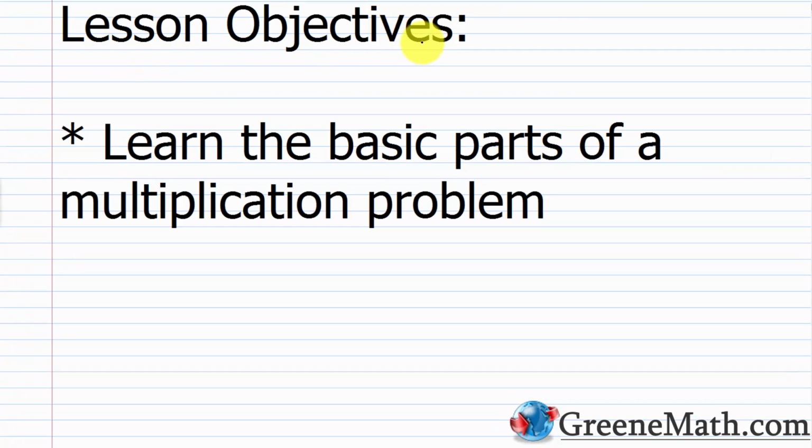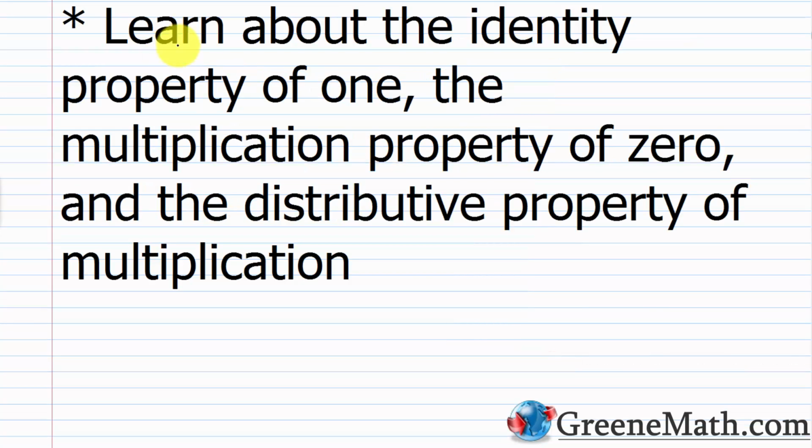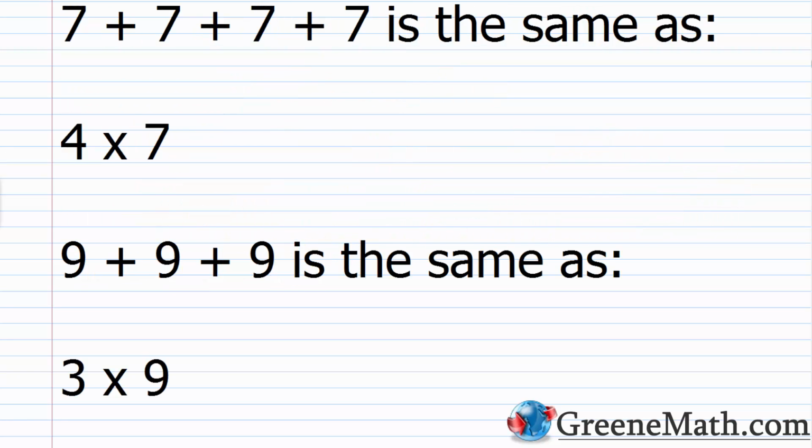So for the lesson objectives, we want to learn the basic parts of a multiplication problem. We want to learn the commutative and associative property of multiplication. We want to learn about the identity property of 1, the multiplication property of 0, and the distributive property of multiplication.